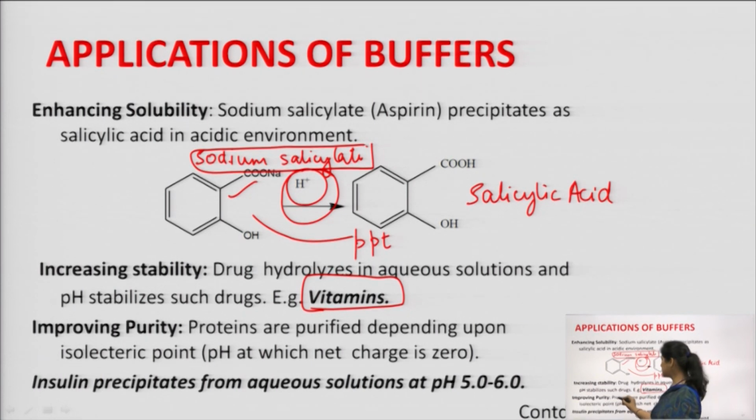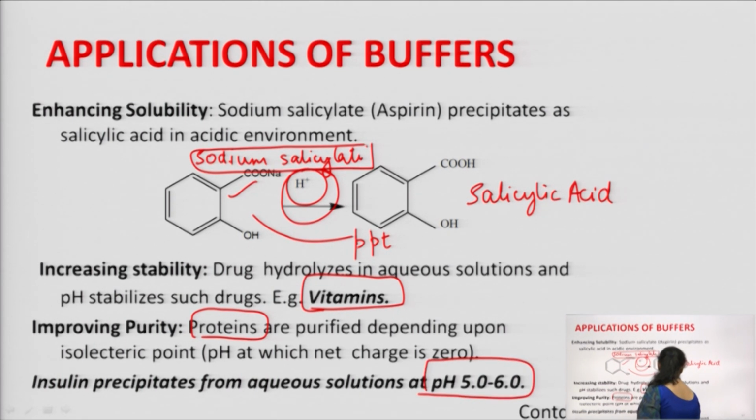Then another application where buffers are used is to improve the purity. In this case, we shall study the example of proteins. Proteins are purified depending upon the isoelectric point. What is this isoelectric point basically? The isoelectric point is that pH where the net charge on the protein molecule is 0. At this point, it separates out and we do the purification. For example, insulin precipitates from aqueous solution at pH 5 to 6.